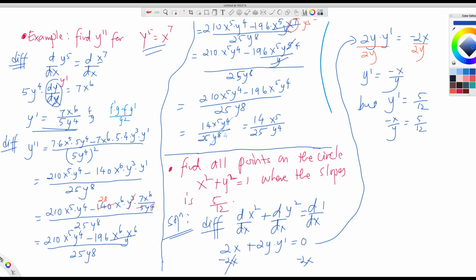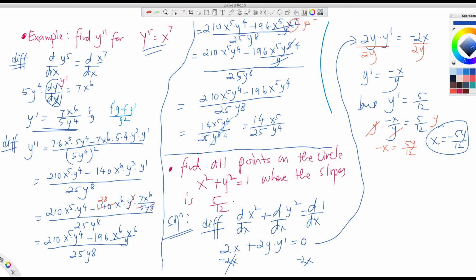If you multiply by y on both sides, the y cancels out on the left. So you get negative x equals 5y/12. So x is negative 5y/12. This is the x value, but we need the points. We need the actual real number value for x. So how do I find that out?